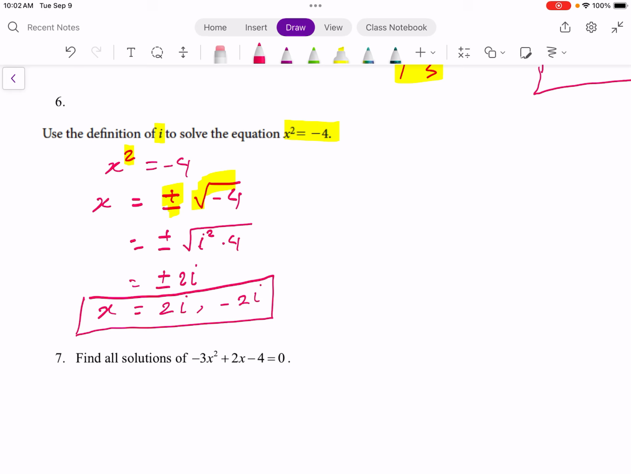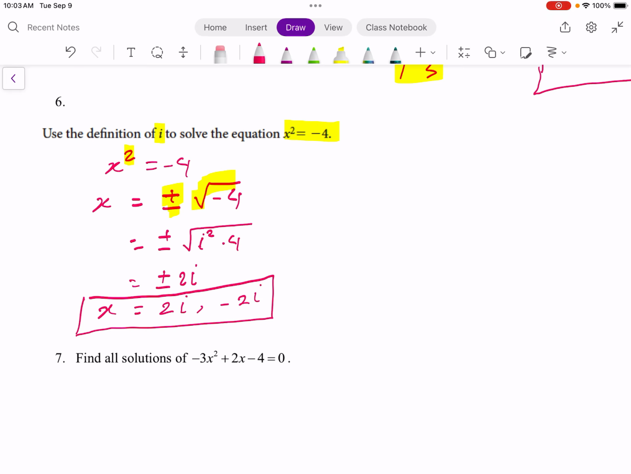Okay, so positive 2i and negative 2i are the two solutions for this quadratic equation, which are complex solutions, not real numbers. Whenever you are solving a quadratic equation, we don't always get a real number as a solution. We might get a complex number as a solution. Now, if you see these two solutions, we have 2i and negative 2i. What kind of complex numbers are these? What do we call these two complex numbers? They are the conjugate of each other.